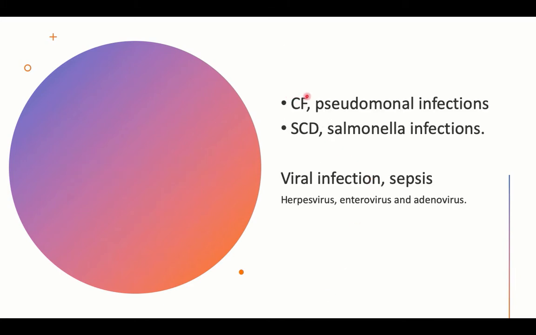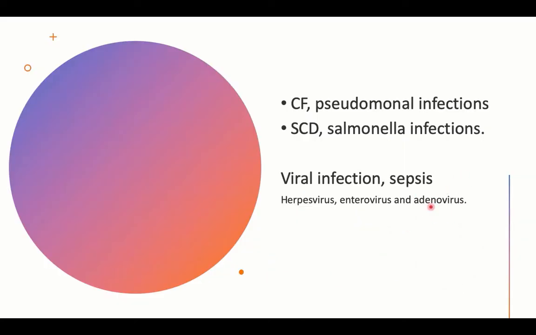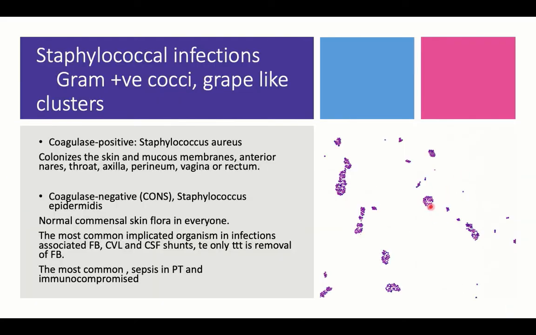In a child with cystic fibrosis, pseudomonal infections are prevalent. In sickle cell disease, Salmonella infections are also prevalent. Viral infection can be associated with sepsis and severe sepsis, especially with herpes viruses, enteroviruses like coxsackie, and adenovirus. Adenovirus, and this is a frequently asked question, is usually associated with more serious courses of disease.